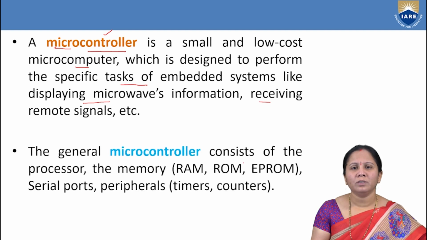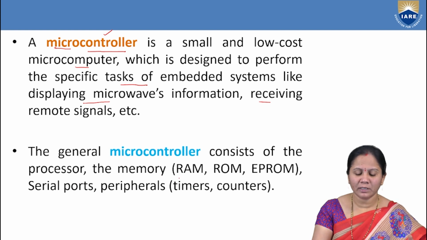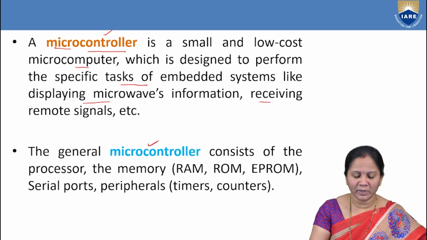Now, the general microcontroller consists of different components like processor and memory. That means if you take a microcontroller, all the components will be inbuilt. That is why a microcontroller is called a computer on a chip. It consists of a number of components embedded inside it. The processor will be there and it will have inbuilt memory.